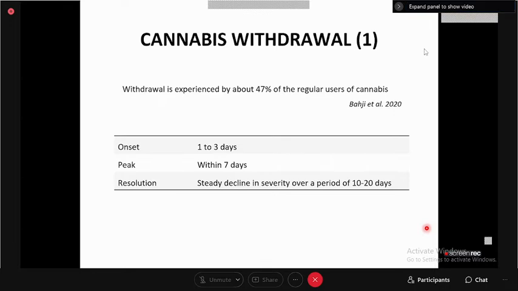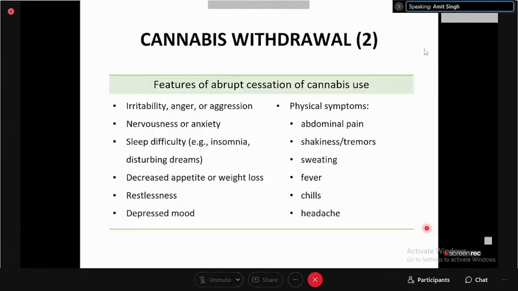Now, with regard to cannabis withdrawal, the withdrawal is experienced by about 47% of the regular users of cannabis. Its onset occurs after 1 to 3 days of stopping or reducing the use of cannabis, the withdrawal may peak within 7 days, and within 10 to 20 days, there is a steady decline in the severity of the withdrawal symptoms.